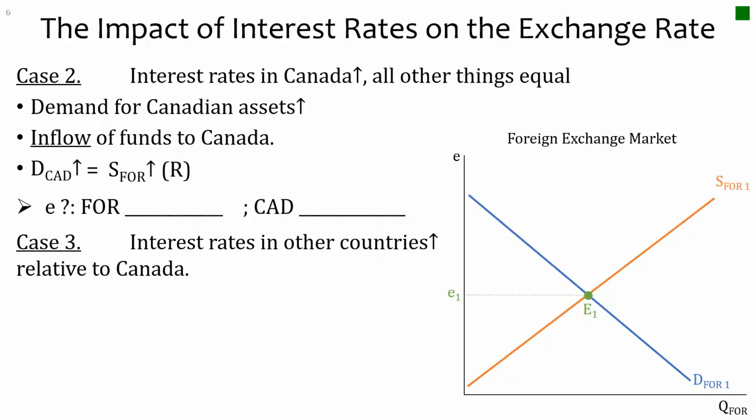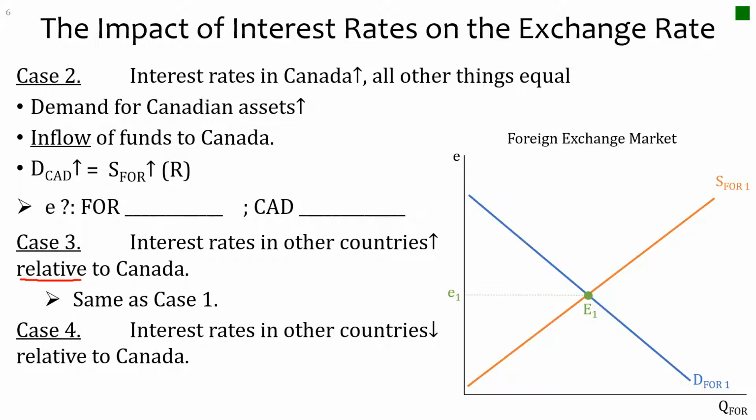Case 3 is if the interest rates in other countries increase relative to Canada. All right, this is exactly the same as case 1 really, because what matters is this idea of relative. Okay, so relatively speaking, it's the same as case 1. Case 4 if the interest rates in other countries decrease relative to Canada, and this is exactly the same as case 2.